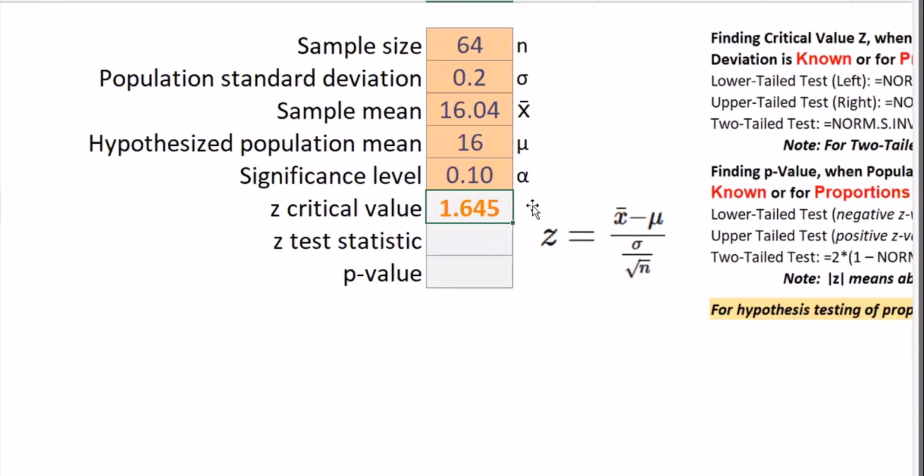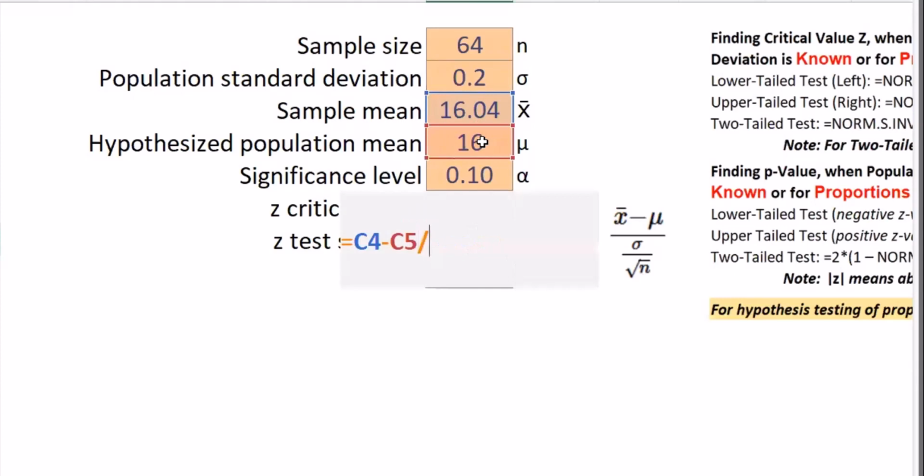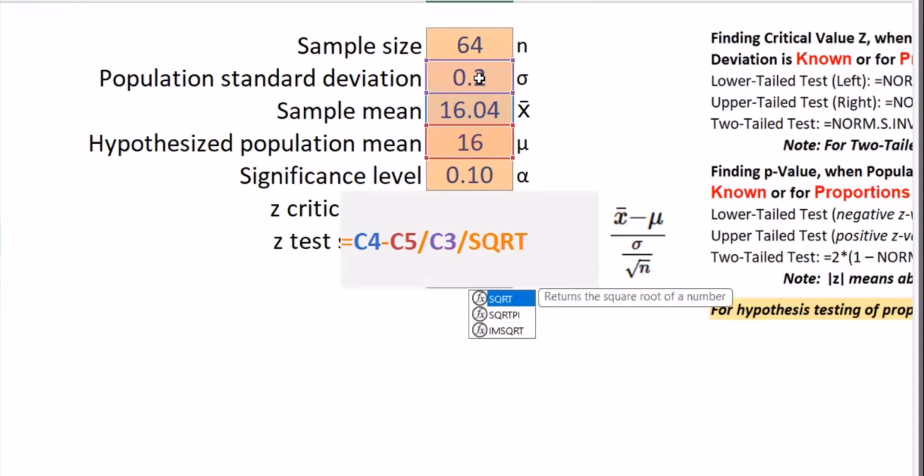So here's our formula for the Z test statistic. We're just going to take our sample mean, subtract our population mean, and then divide by the population standard deviation divided by the square root of our sample size.